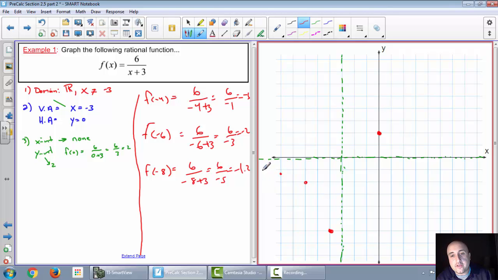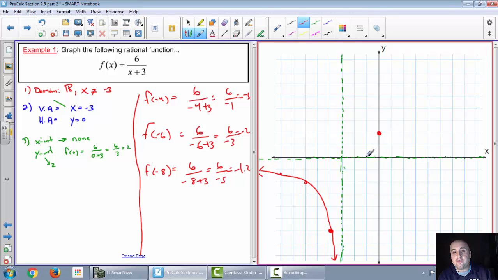Okay, so you can kind of see we have this shape here. And notice I'm not going to touch my asymptotes. We're going to get really, really close, but we're not going to touch. So that's to the left side of my vertical asymptote. Now we got to test to the right. We already have 1 point. Let's plug in a couple of other numbers.